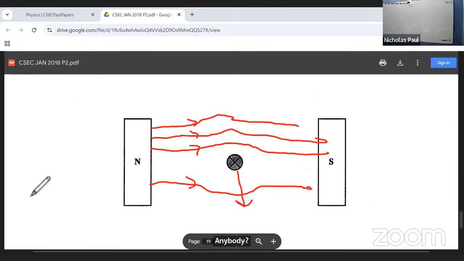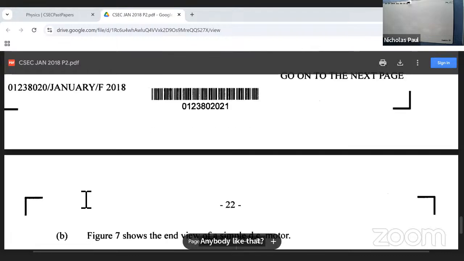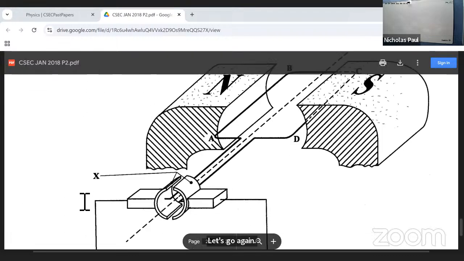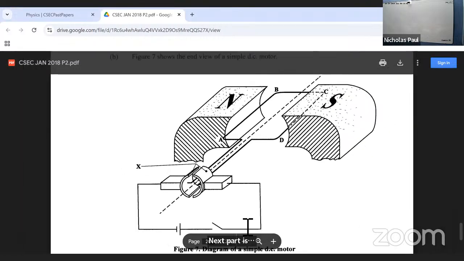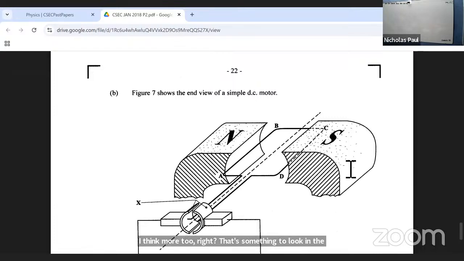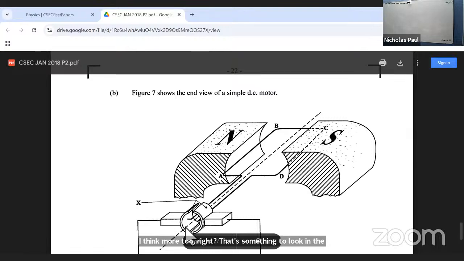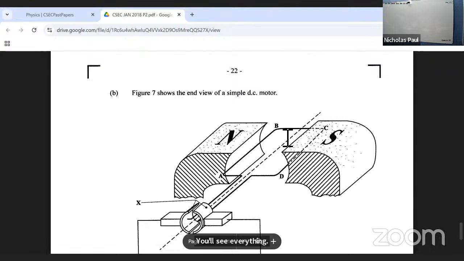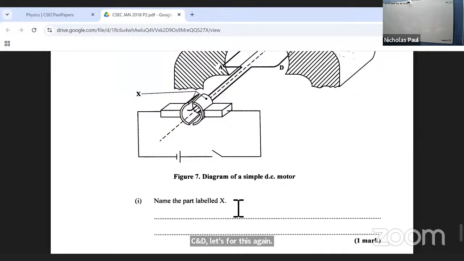Let's go again. Next part is the motor. That's a better looking diagram. You've seen everything: slip rings, you have a coil, your magnet. What is X? X is your split rings. One mark.